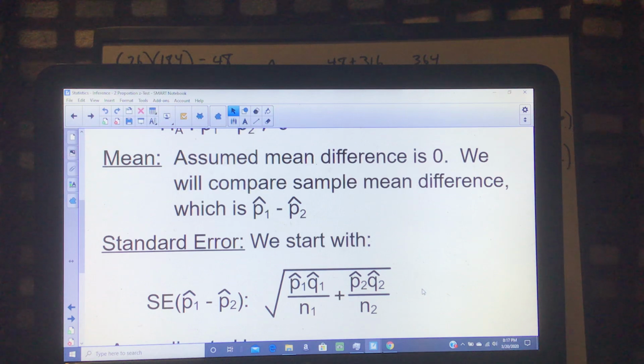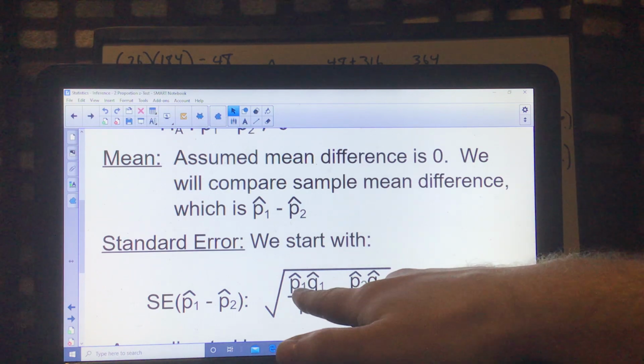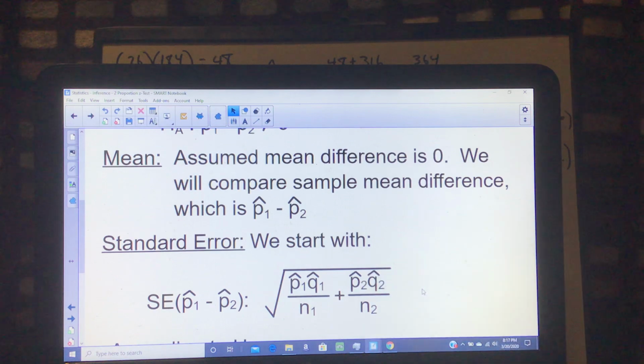So this is what makes this test a little trickier: when we go to calculate the standard error, we have to come up with a p-hat value that's not different based on the different groups, but one that's the same for the entire group.